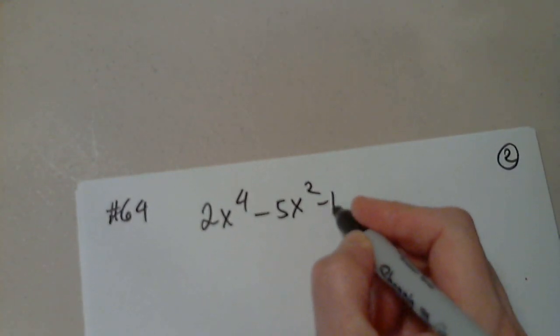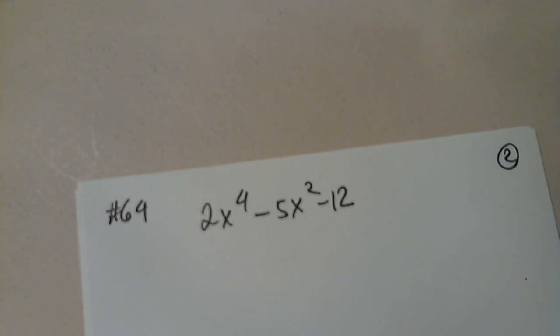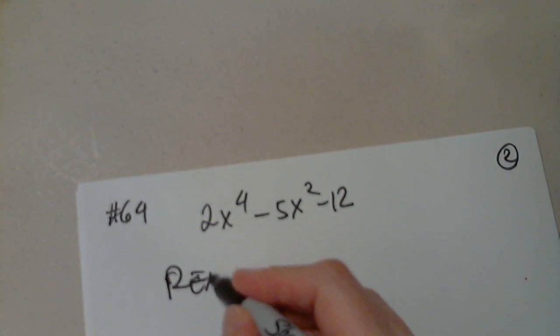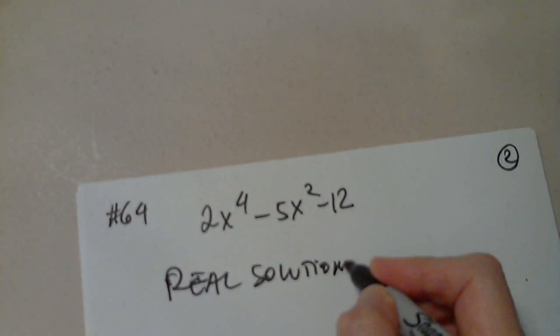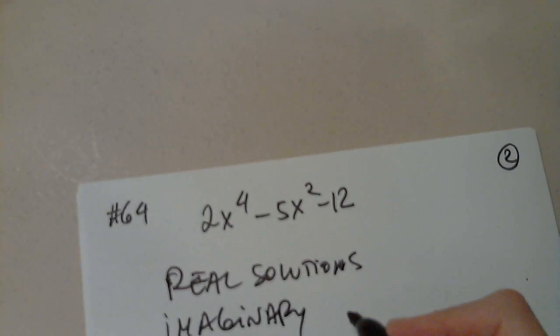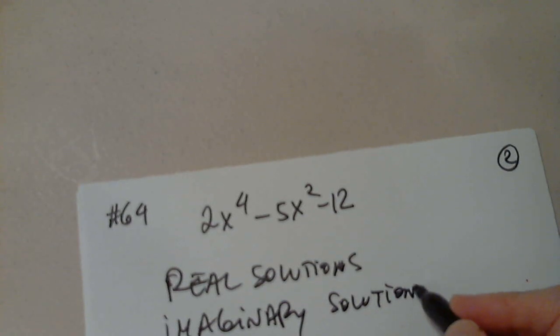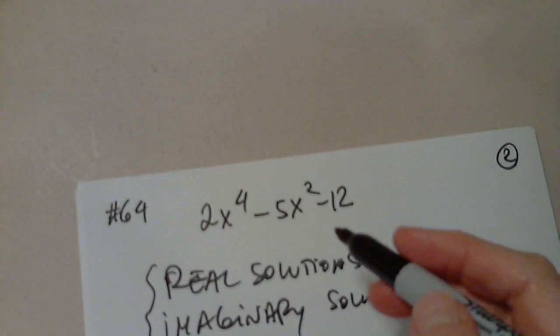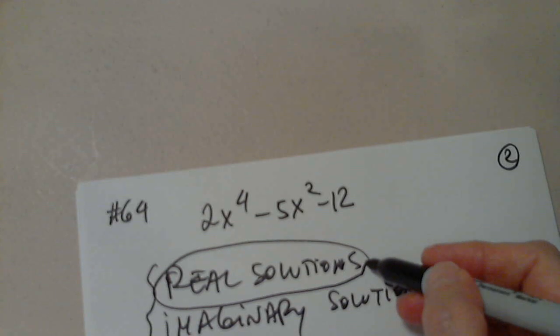So we have 2x to the 4th minus 5x squared minus 12. And the question is, find the real zeros. So solutions to equations can be real solutions, or imaginary solutions. We don't have anything else, either real or imaginary. So in this particular case, they're giving us a function, and they're asking us just to find the real zeros.